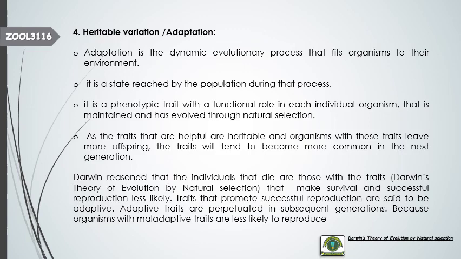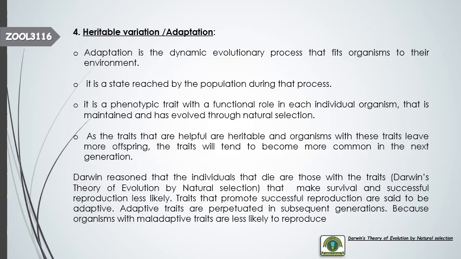So Darwin reasoned that the individuals that die are those with traits that make survival and successful reproduction less likely. Obviously, those organisms that die in the population were not the fit ones. They could not compete for their survival, right? These are the organisms that have traits that are less fit according to the environment. That's why these organisms die, and that's why they couldn't reproduce. So reproduction takes place only by those organisms that have the fit traits, fit according to the environment.